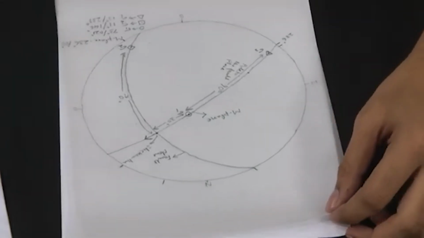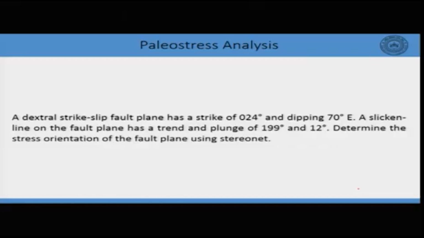Now we will go to the second question. The question is: a dextral strike slip fault plane has a strike of 24 degrees and dips 70 degrees east. A slickenside line on the fault plane has a trend and plunge of 199 degrees and 12 degrees. Determine the stress orientation of the fault plane using a stereonet. So, we know that the fault is a dextral strike slip fault, the strike is 24 degrees, dipping 70 degrees, and the slickenside line on the fault plane has a trend of 199 degrees and plunge of 12 degrees. So, we will use the stereonet to determine the stress orientation of this fault.